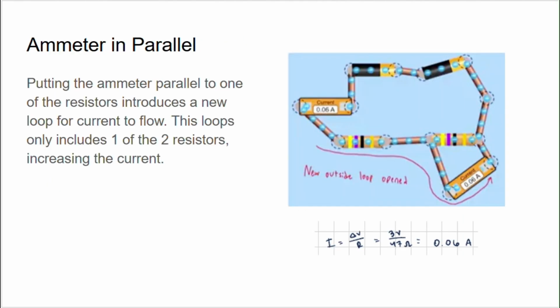Then, an ammeter in parallel. Putting the ammeter parallel to one of the resistors introduces a new loop for current to flow in. And this loop only includes one of the two resistors, which increases the current, and you can see the math down there: I equals the change in V over R, which equals 0.06, which is what is showing on the ammeter. And as you can see in the top right picture of the online version, a new loop is opened once you add the ammeter in parallel.